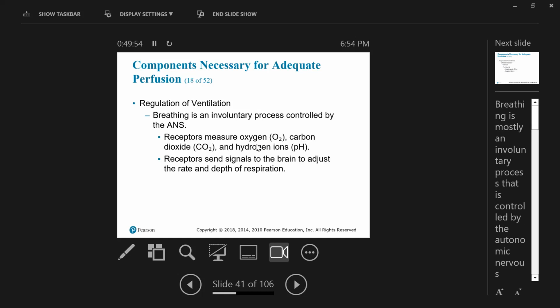Okay, breathing is an involuntary process controlled by the autonomic nervous system. So you don't have to think about breathing, it happens automatically. You don't have to think, oh yeah, I forgot to take a breath. Now, you can hold your breath, which is kind of voluntary, but eventually you pass out.